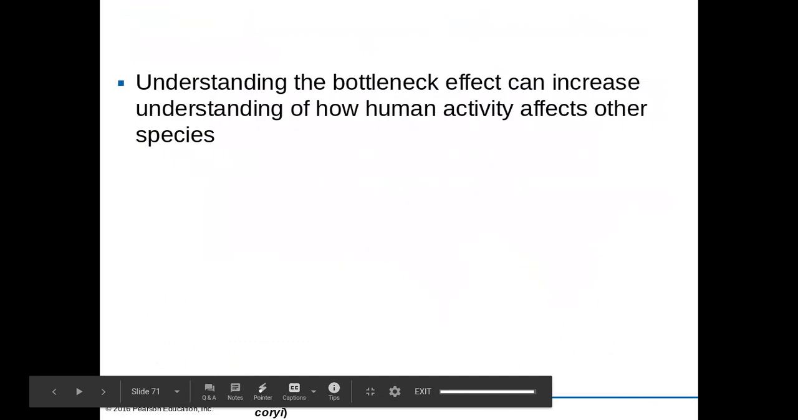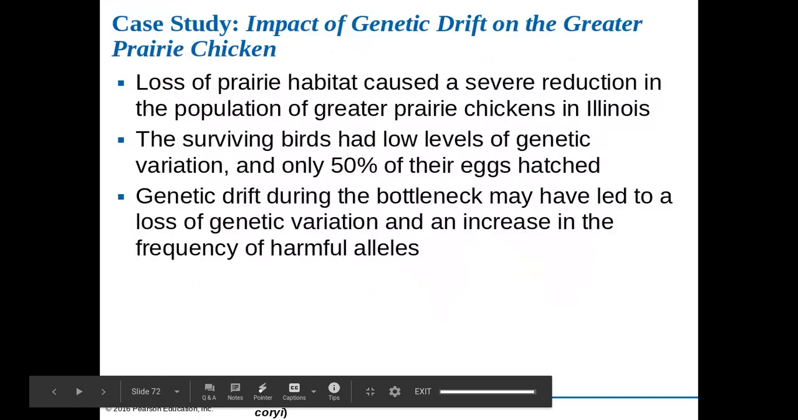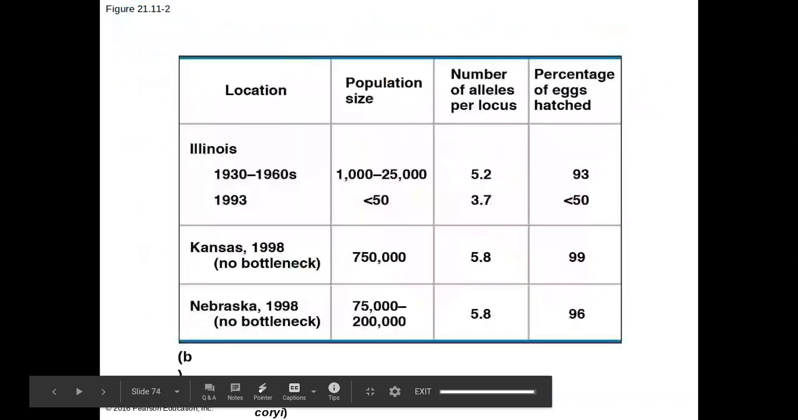One common influence of the bottleneck effect is human activity. So, for example, in Illinois in the early 90s, human activity caused a severe loss of habitat for the population of prairie chickens. And the surviving prairie chickens had very low genetic variation, and only 50% of their eggs hatched and survived. So this, we think, led to a loss of genetic variation and increased the harmful alleles that were present.